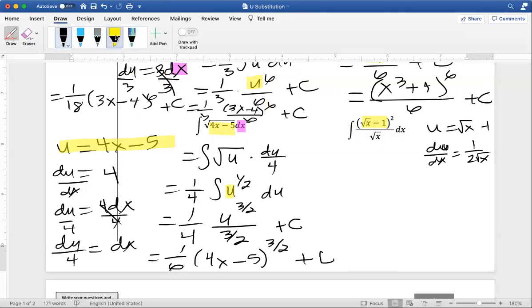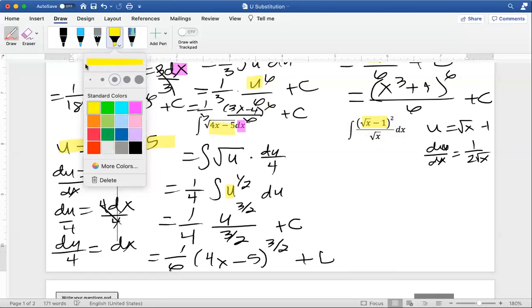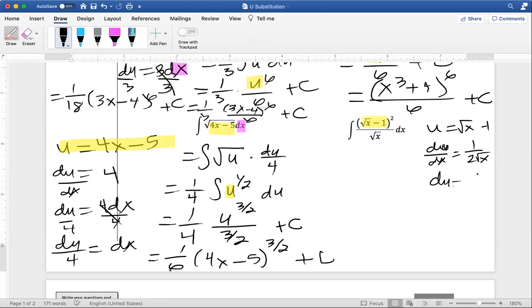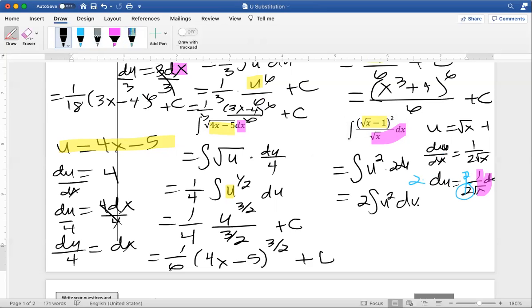And so what I notice is that I have a lot of the stuff I need in here already. So du is 1 over 2 square root of x dx. What I notice is that I have all of this stuff in there already. What I'm missing is that 2. So I'm going to put that 2 on the other side, so times 2, times 2. So here, for all this purple stuff, I'm going to rewrite it as u squared times 2 du, or 2u squared du. Okay, integrate, add 1 to the power, divide by the new power, and then substitute back in.